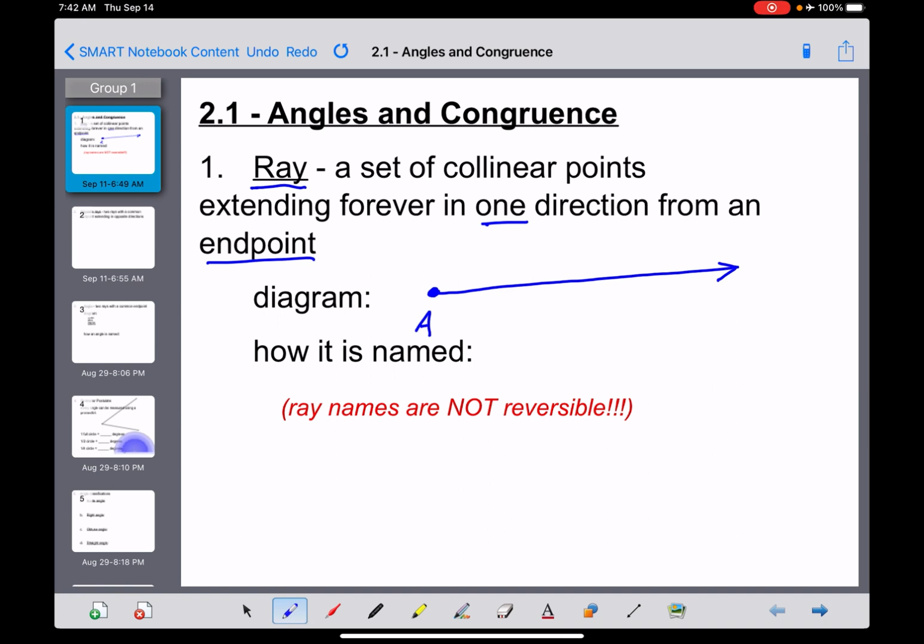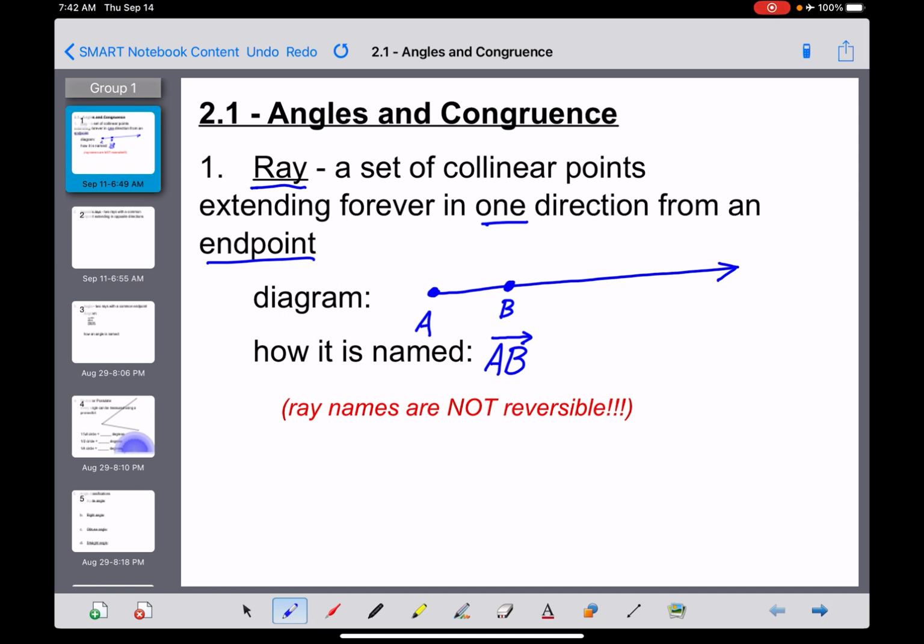Now, what's going on here? If we're going to name a ray, we name it starting with its endpoint here, which is A, but then we need to name it with one other point that's located on the ray. So if I were to name a point right here and call that B, we could call this ray AB. And the symbol for a ray is, shocking, a ray. There you go. And so we can read that to say that this ray starts at point A, that's your endpoint, and extends forever through point B.